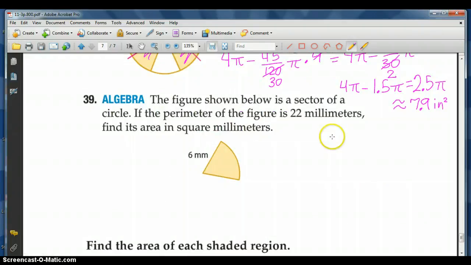Number 39, the figure shown below is a sector of a circle. If the perimeter of the figure is 22 millimeters, find its area in square millimeters. So for this problem, there's multiple steps. What we're going to do is first use an equation for perimeter in order to solve for the central angle, and we'll call that x. So this angle right here. Once we know what x is, then we can use x to find the area of this sector.